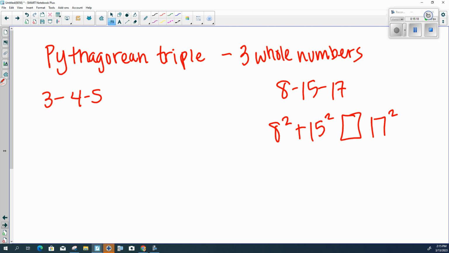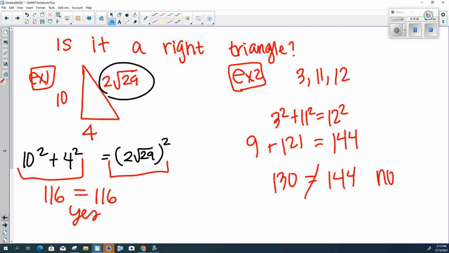Kate, did this one work? So yes, this is a Pythagorean triple. Is this one a Pythagorean triple? No. Why not? Yes, they worked in the Pythagorean theorem, but the hypotenuse was not a whole number. These are all whole numbers. Is this a Pythagorean triple? Why not, Logan? Because it doesn't make a right triangle. Yeah, it's not even a right triangle.